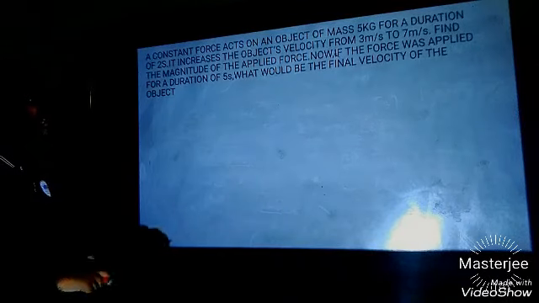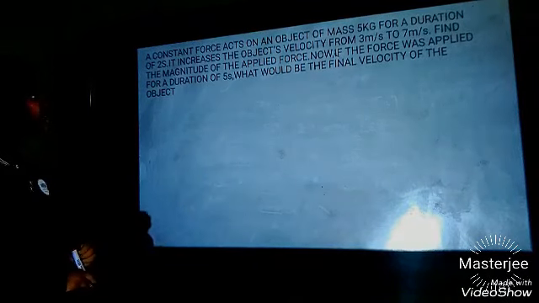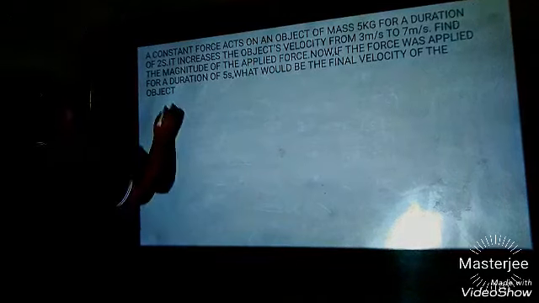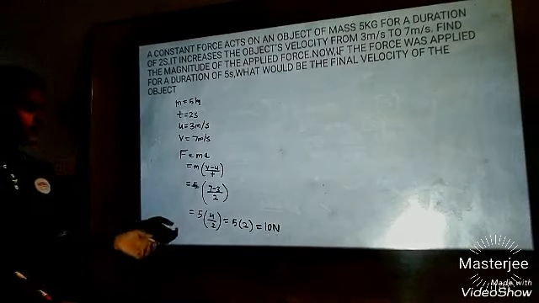velocity from 3 meter per second to 7 meter per second. Find the magnitude of the applied force. The force acted on the body is 10 Newton.